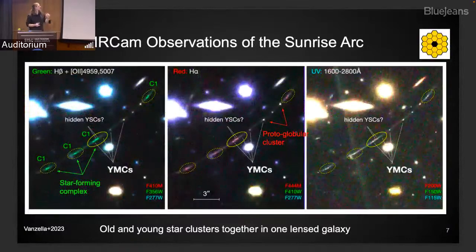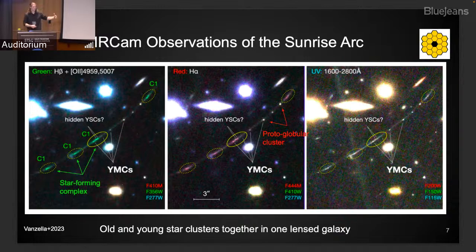JWST, if we go, there we go, gives us a more detailed view. So with Hubble, we essentially were able to get a similar image to what you see on the right, just the rest frame UV, where everything looks pretty consistent. But once you go to those longer rest optical wavelengths, you start seeing some really exciting things. In particular, the green band here is straddling O3 and H beta.